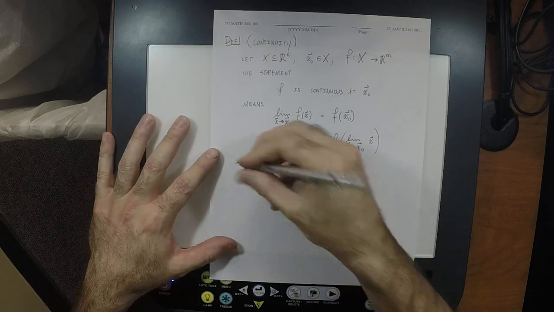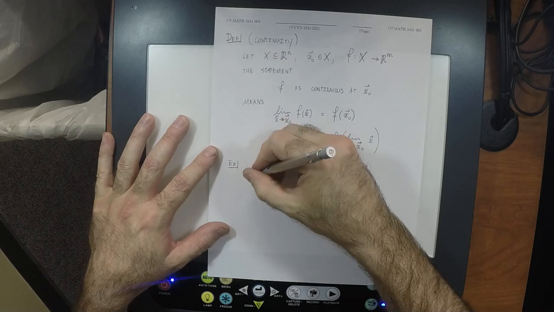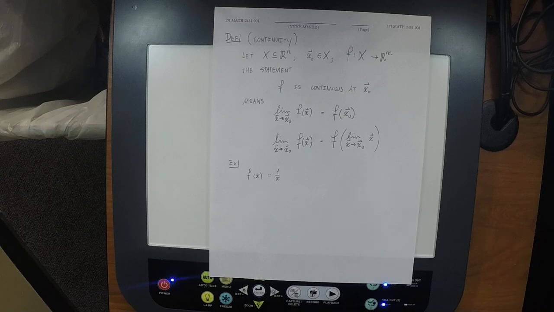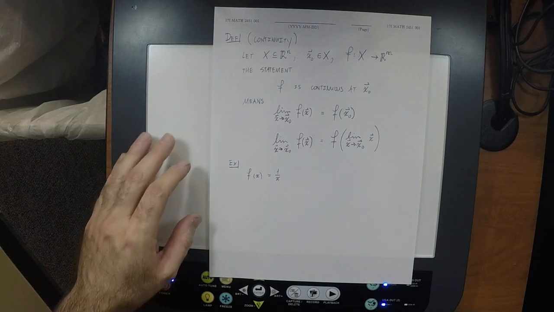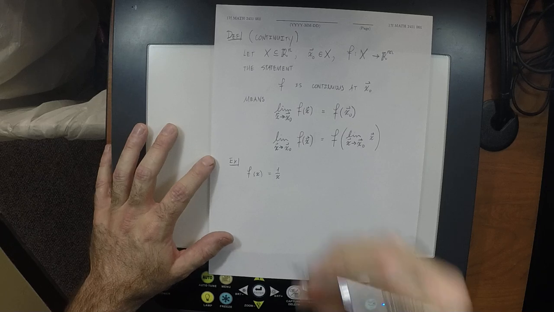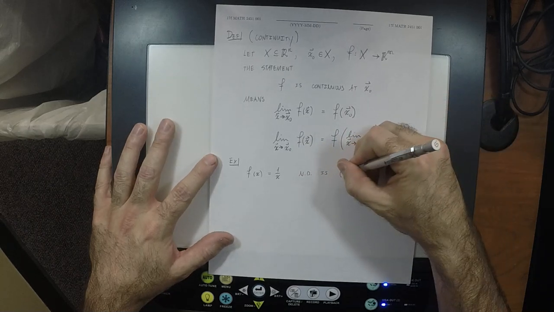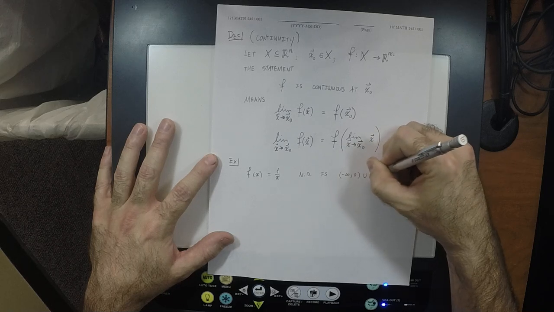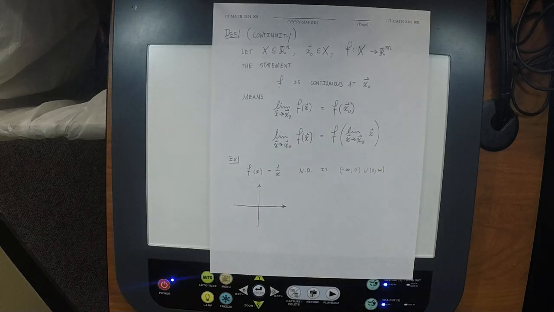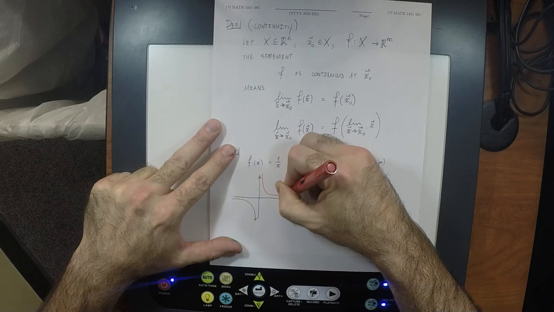Okay, so now, I have a question for you. Let's consider this function. f of x is 1 over x. A function that you've known since you were a wee child in Ms. Harris's class. What's the natural domain of this function? Everything but 0. And if we plot it, how does it look? Like so, right? So it does this, and it does this.